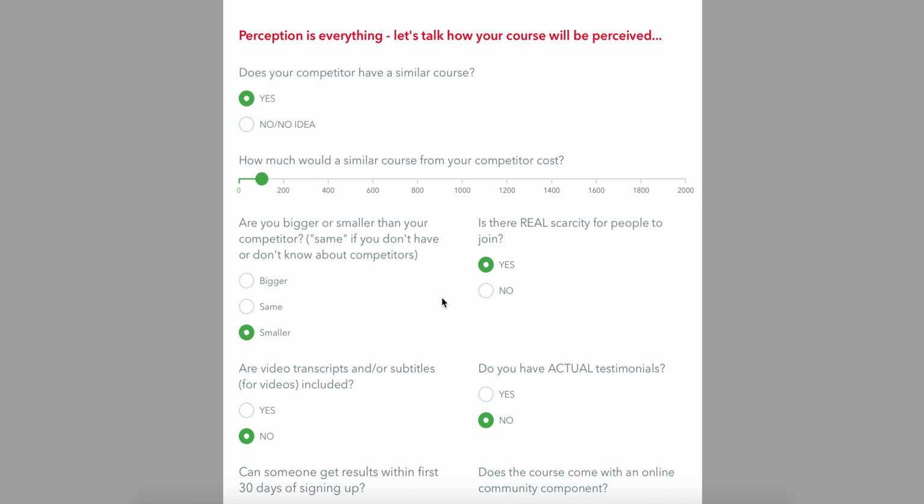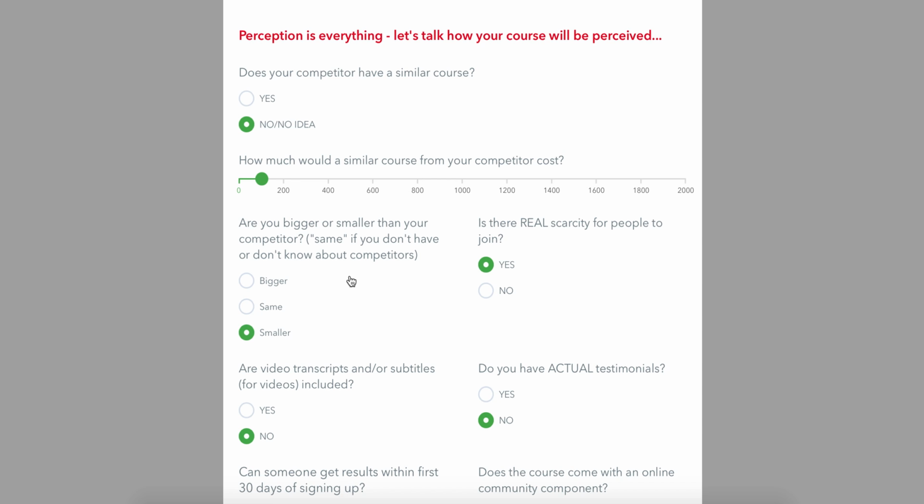Perception is everything. How is your course perceived? Does your competitor have a similar course? Hopefully, remember day 2, you did this research. If there are courses out there, then go ahead and say yes, or put no if you have no idea. You better not have no idea. I want you to have done the research, so this should be very definitive for you, yes or no. We're going to go with no.